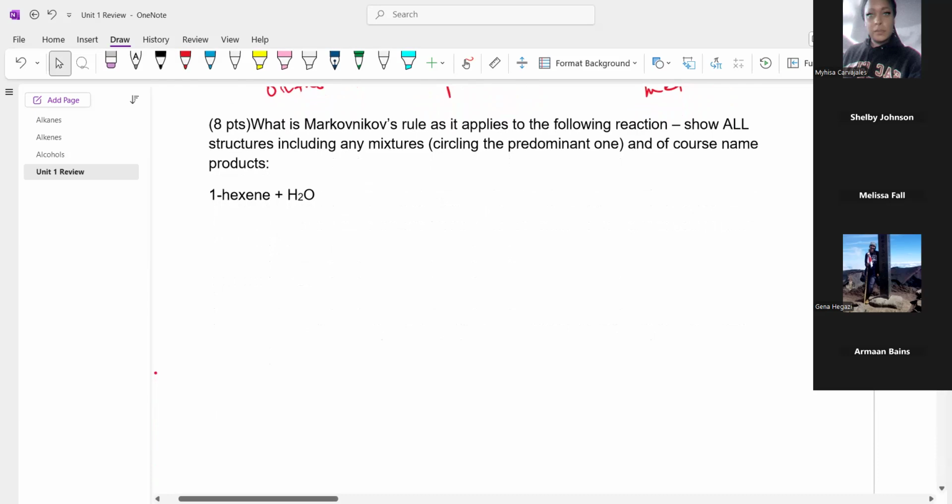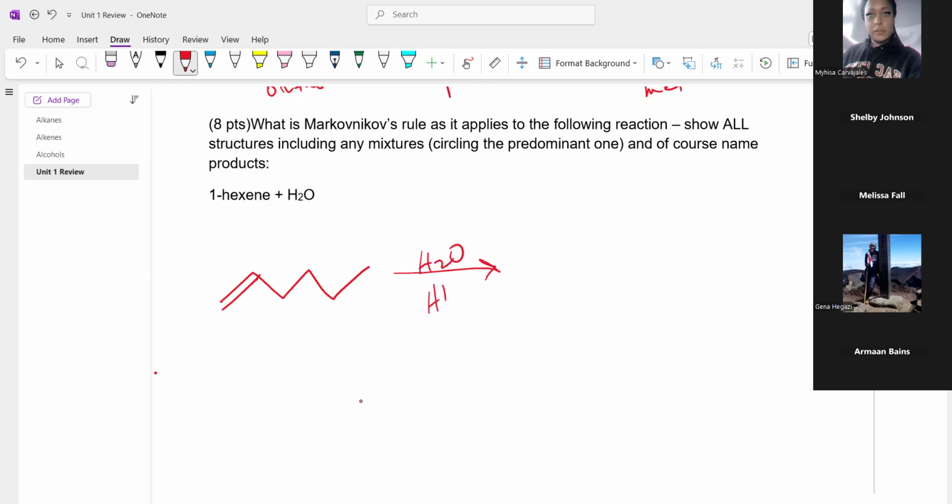Okay, here I wanted you to talk about our Markovnikov's rule. And this is a reaction here. We have 1-hexene. More water, probably like a little acid in there too. Okay, what happens is we get an OH here and an OH there.